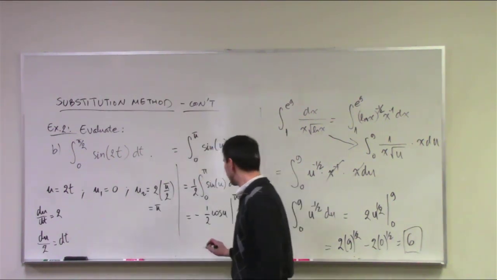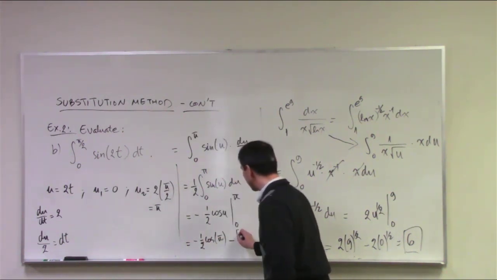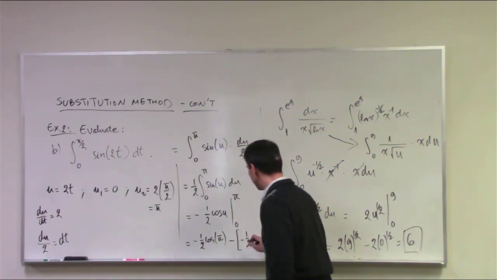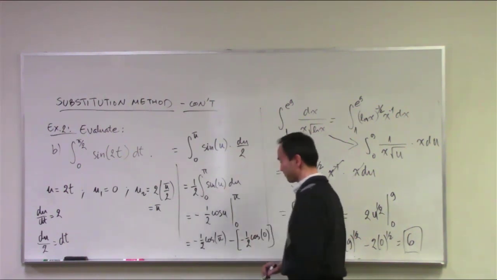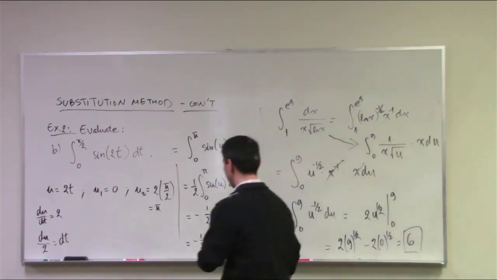Okay. Now, so negative 1/2 times cosine of pi, minus a negative 1/2 times cosine of 0, right here. Right. And then the answer comes out to be 1 altogether.